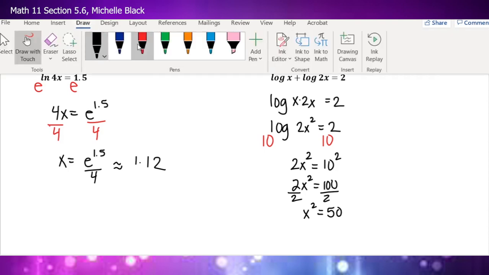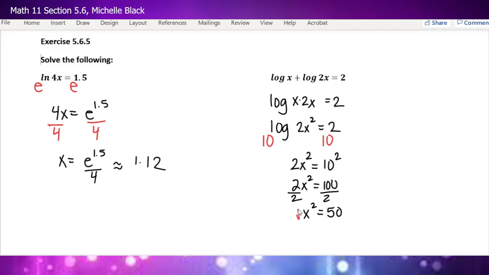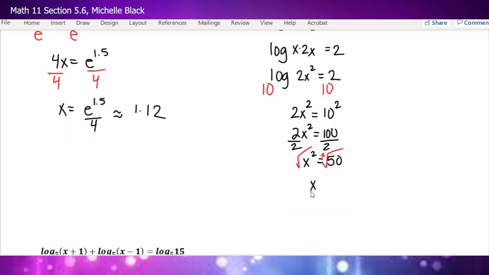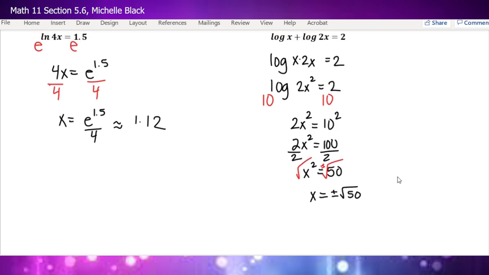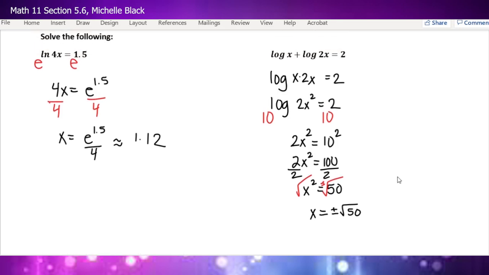Now let's take the square root of both sides, and I get x equals plus or minus the square root of 50. But let's just wait for a second and look back up at our original problem, because we are supposed to check our work, which I didn't do over here, but let's at least do it here.